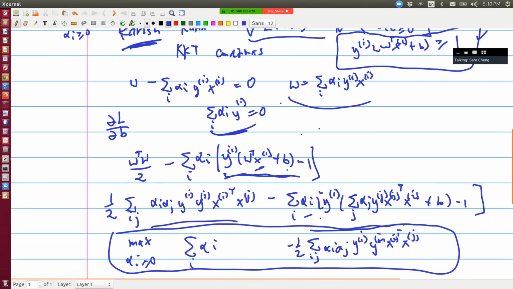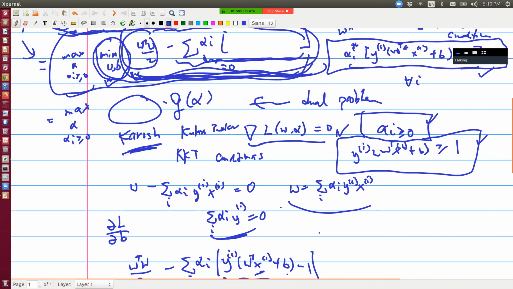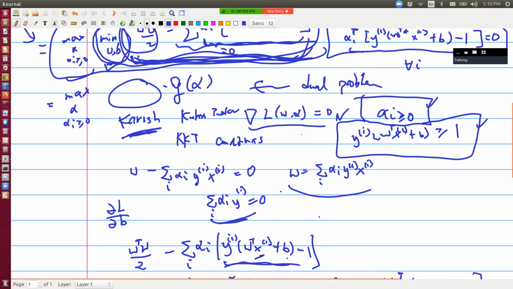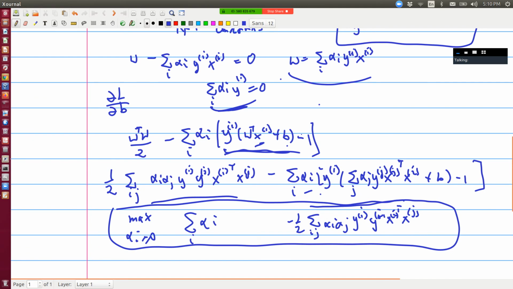I can check, let's put in some alpha. Then we will need to look at whether the conditions are satisfied. If they are satisfied, then we'll find another pair of alphas. If they are not satisfied for that particular alpha, then what we're going to do is fix all the rest of the alphas. We'll just change two alphas at a time.